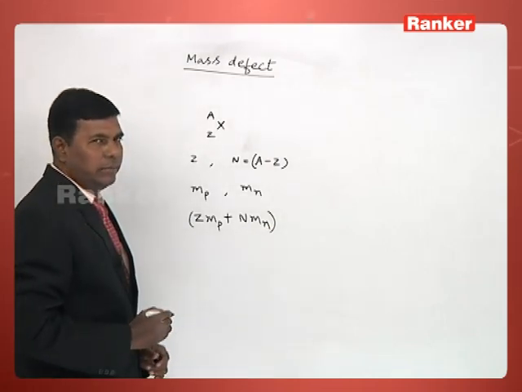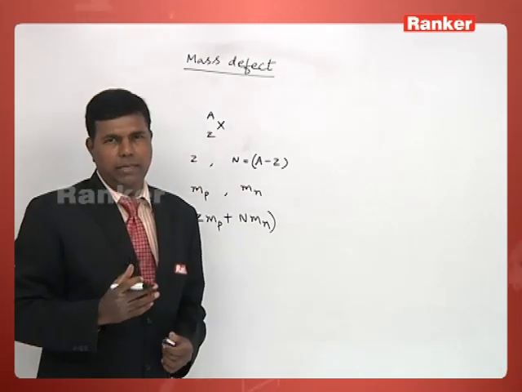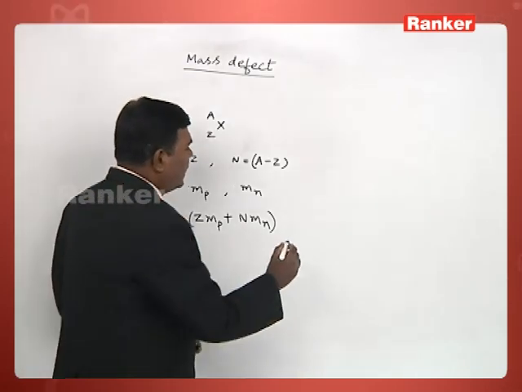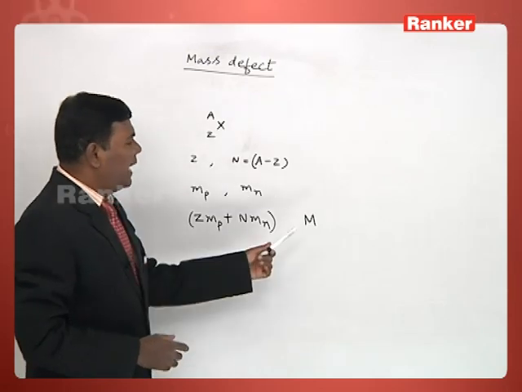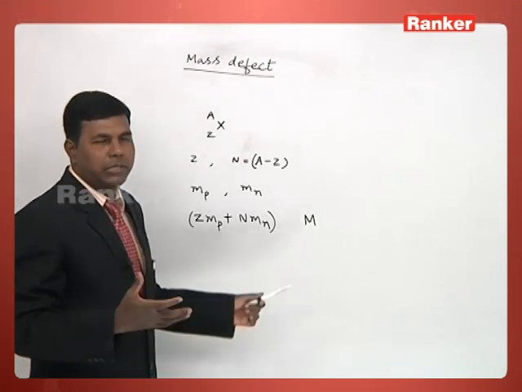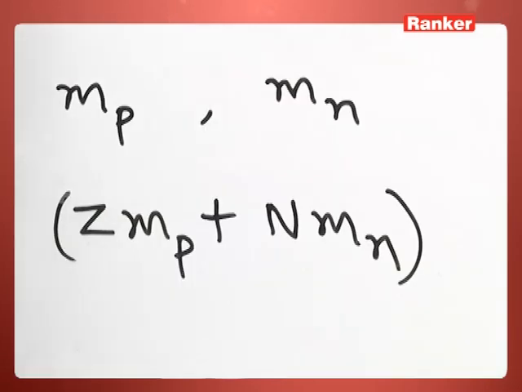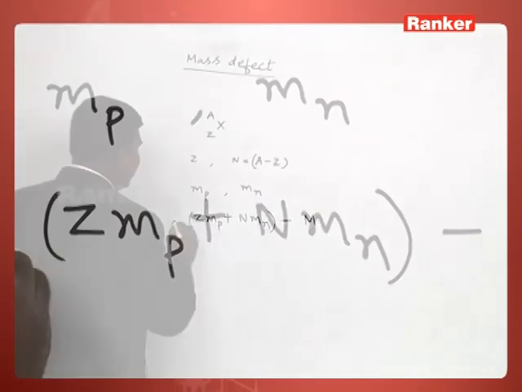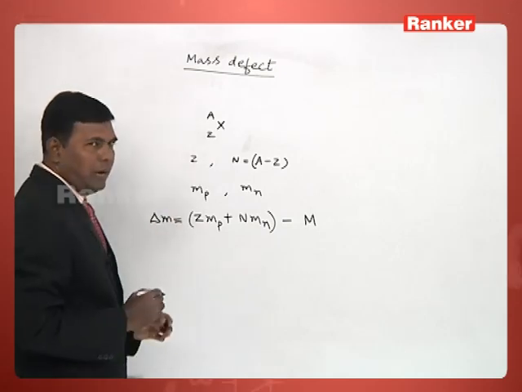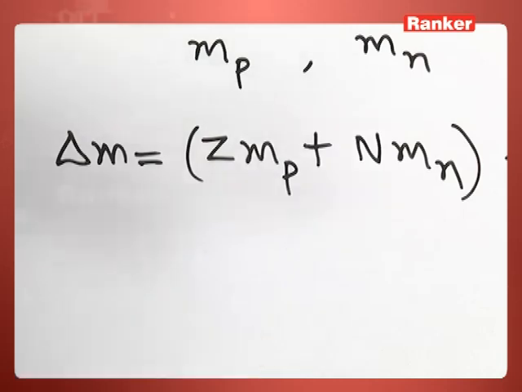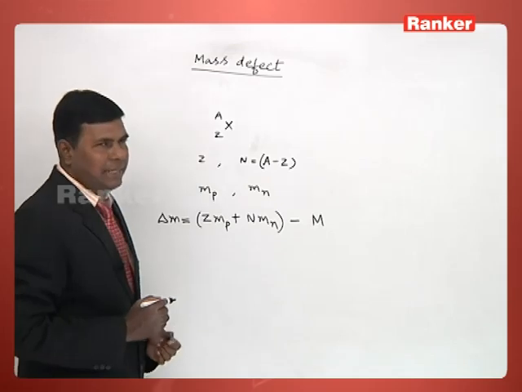This is one quantity. But if you measure the mass of the nucleus independently using a mass spectrograph, we will get a different value m. Experiment shows that the actual mass of the nucleus, independently measured using mass spectroscopy, is less than the theoretical mass. The difference between these two is known as mass defect, generally represented by delta m. So, mass defect is the difference in the masses of the nucleus, theoretical mass and practical or actual mass.